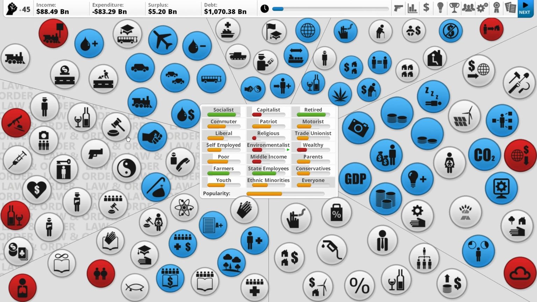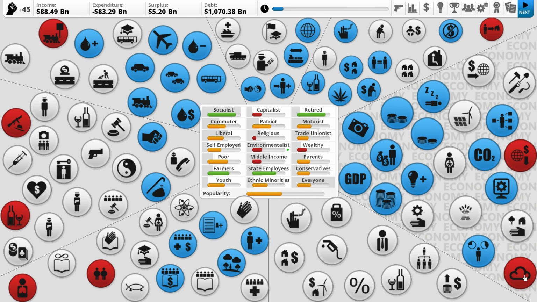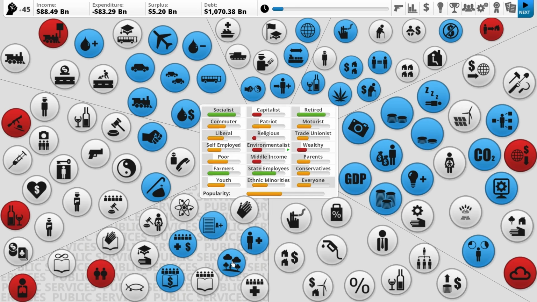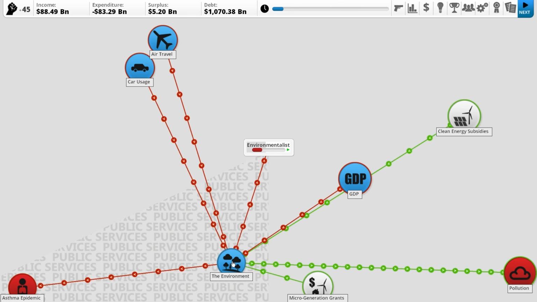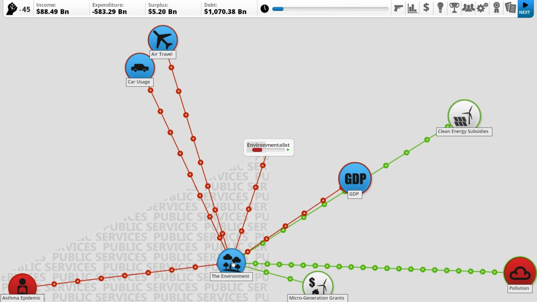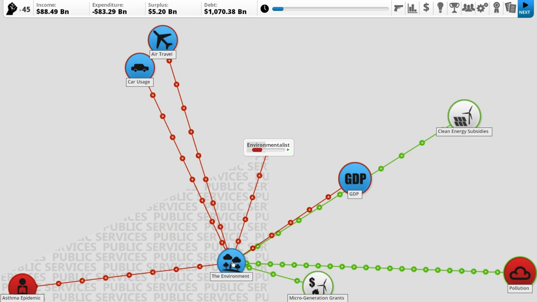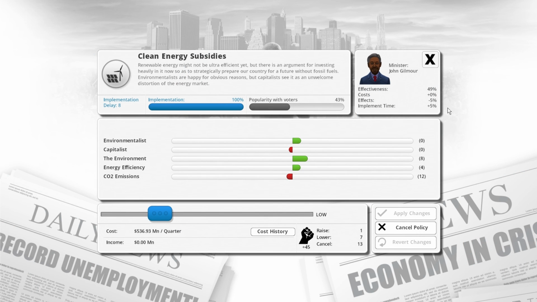So with this now, let's see what we can do. What is this? This one is pollution. The environment directly affects that. And the speed of that, you see, is going a lot faster. That's a big effect on that. So what's affecting the environment now? We got an asthma epidemic down there, car usage, air travel. Those are bad things right there. Clean energy subsidies. Let's click on this.